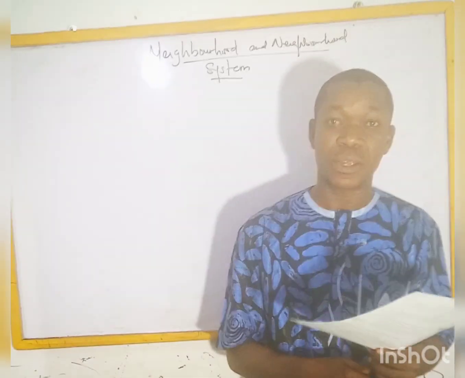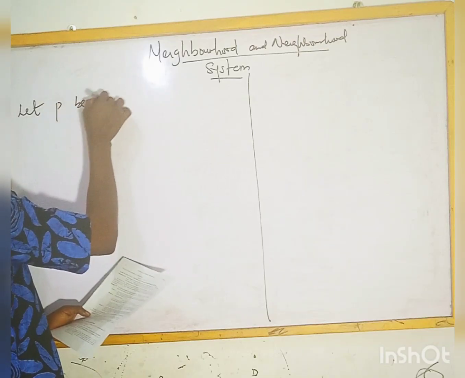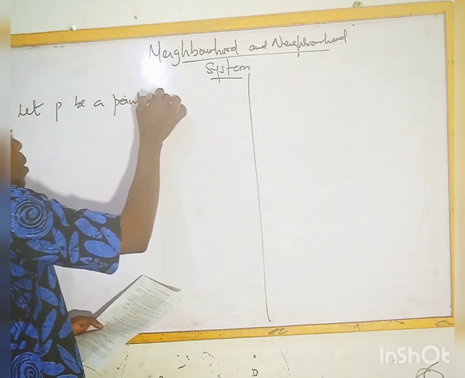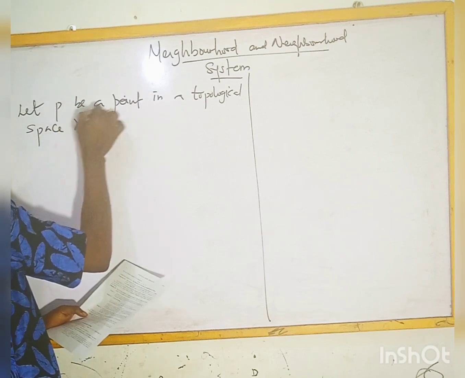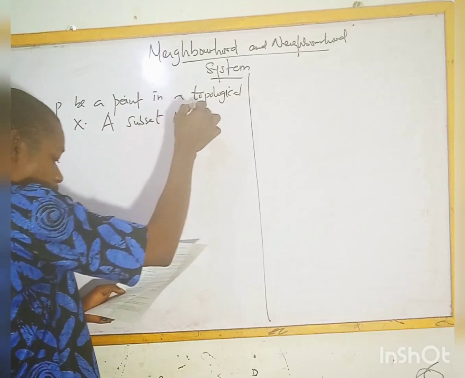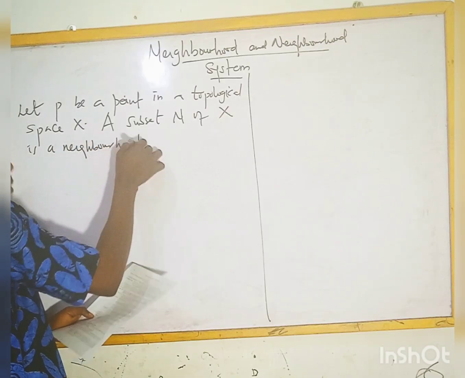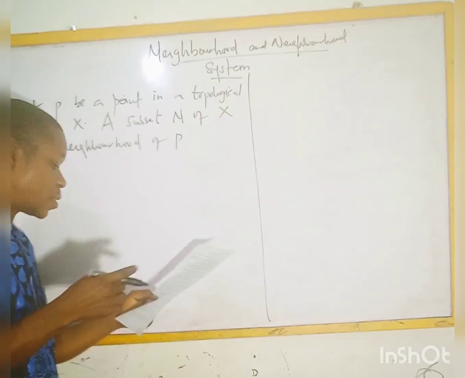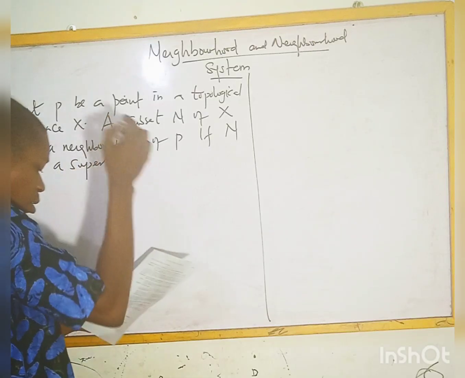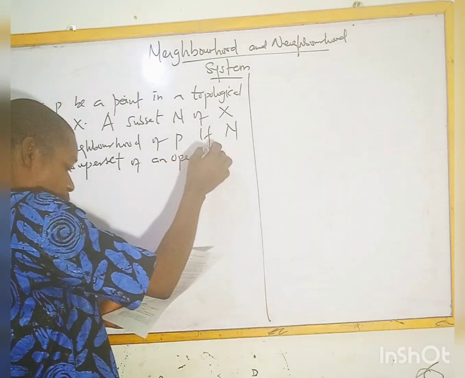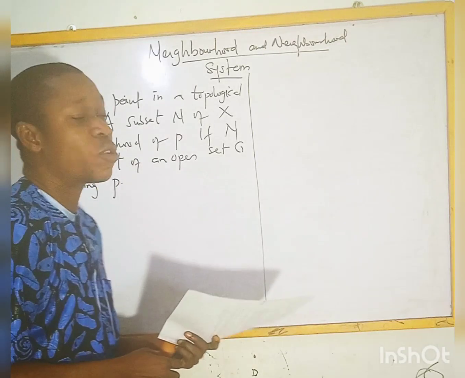Then what does it really mean by neighborhood system? Now let's look at the definition. They're saying that let P be a point in a topological space X, and that a subset N of X is a neighborhood of P if N is a superset of an open set G containing P. Can you see that? Containing what? P.